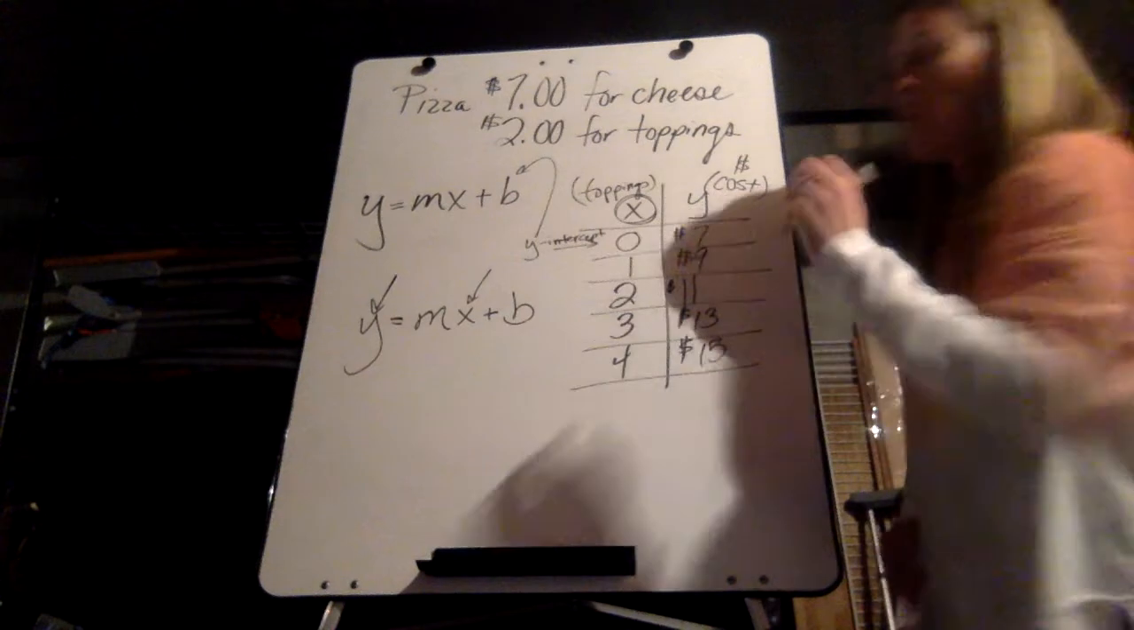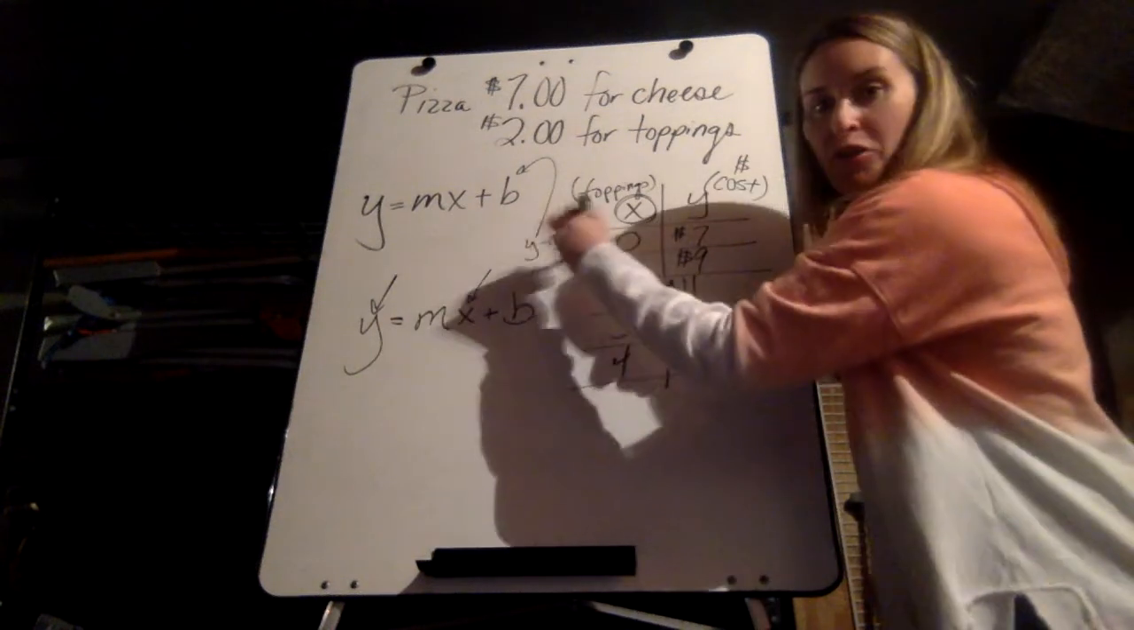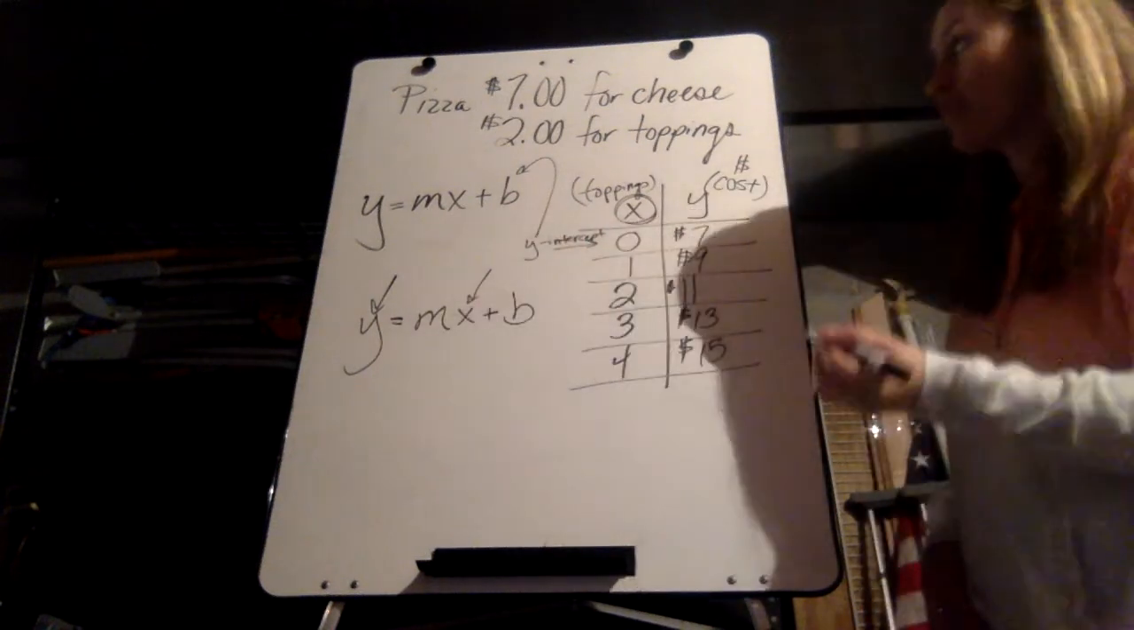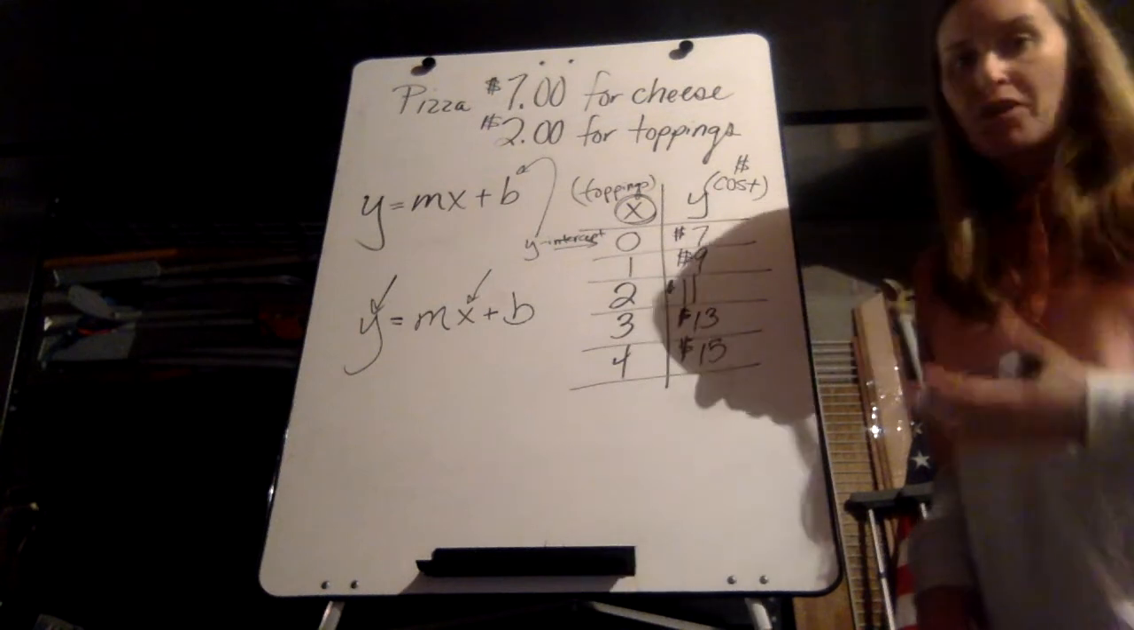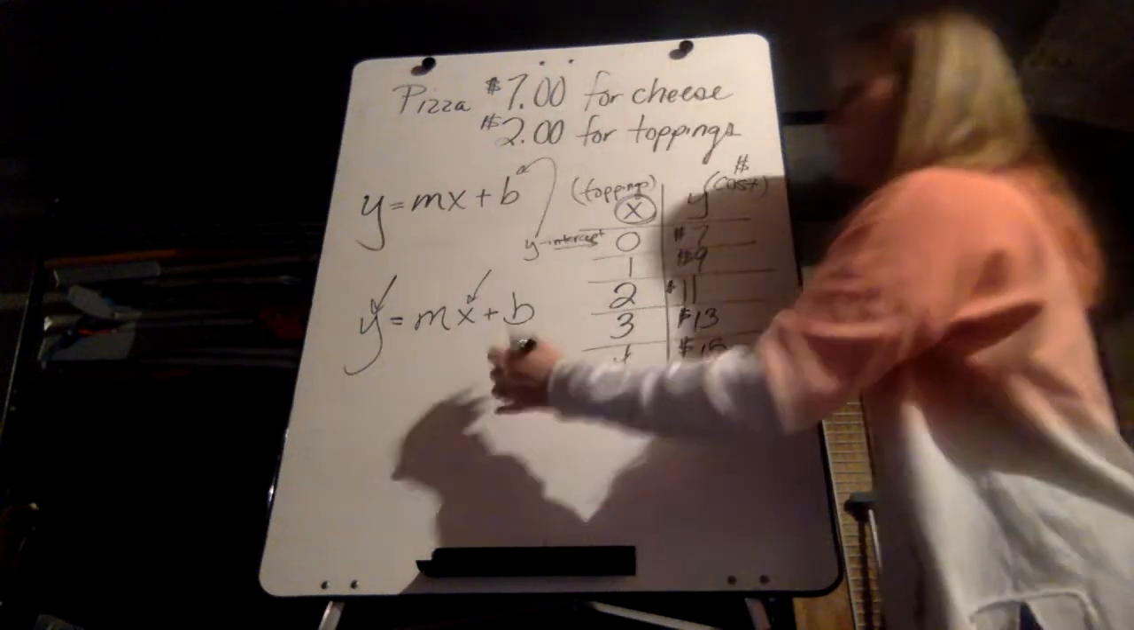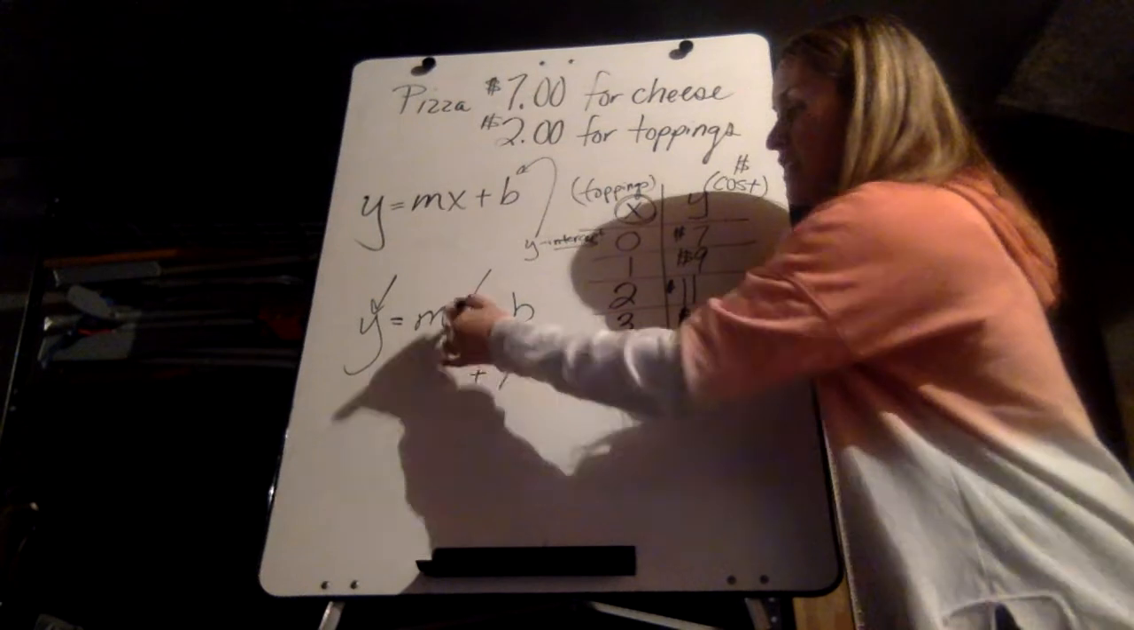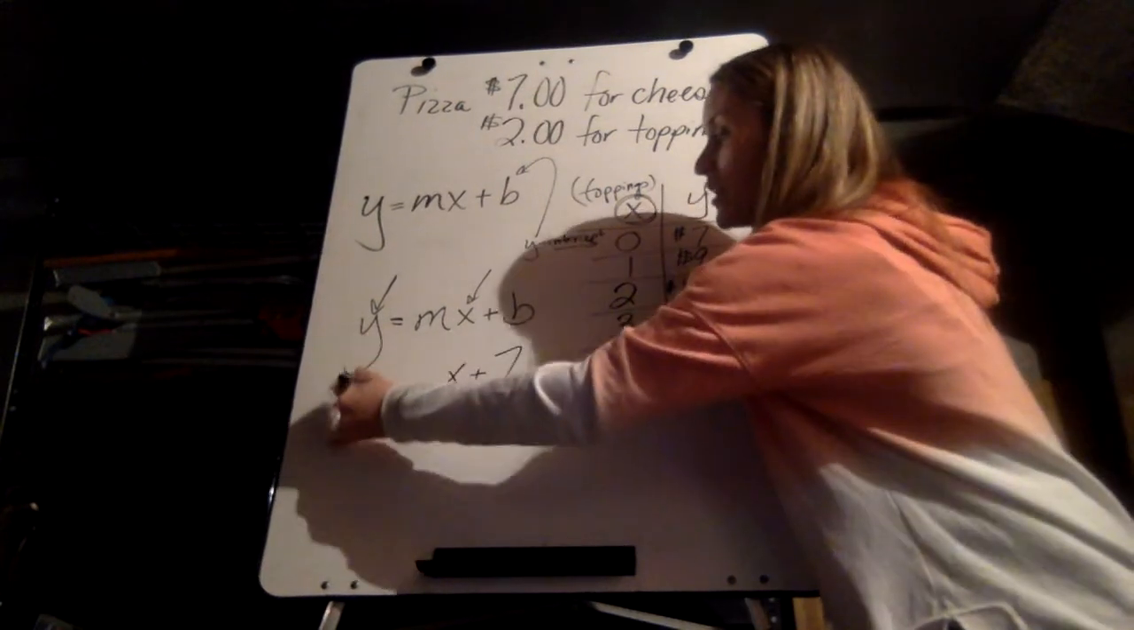B, remember, is your y-intercept. Remember, I wrote it really small up here and you couldn't read it. Y-intercept is your starting point. So, like, where is our pizza starting? Well, the pizza price starts at $7. So I'm going to sub that in. I'm going to bring down my x, and I'm going to bring down my y.